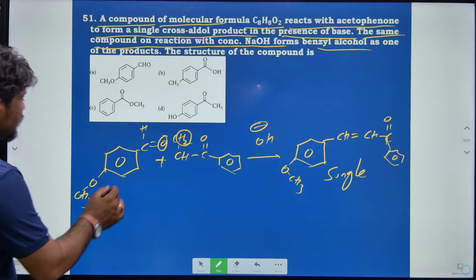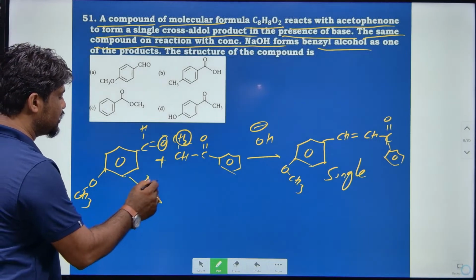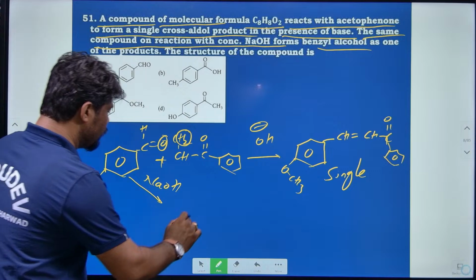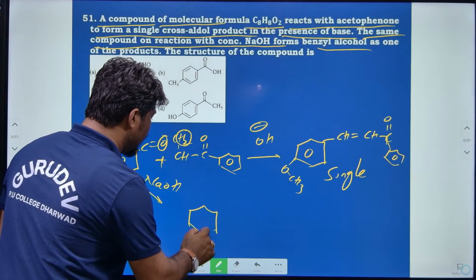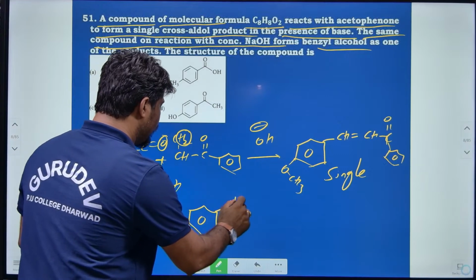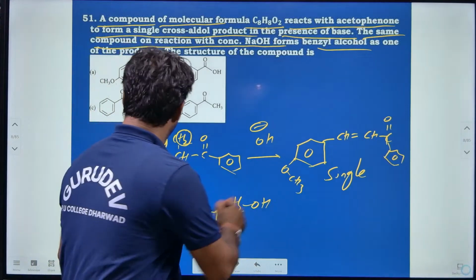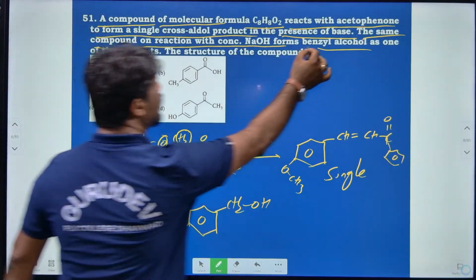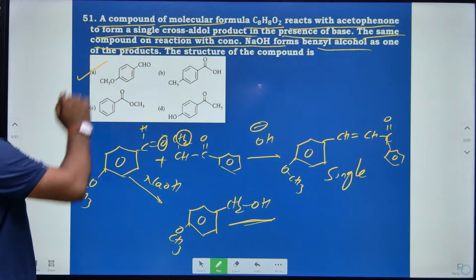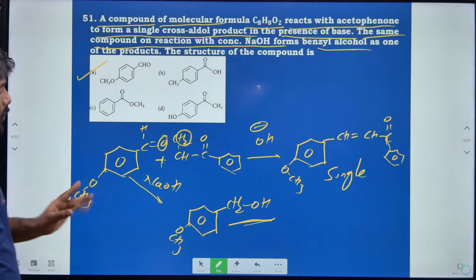Next, this molecule is further treated with NaOH. What does it form? It forms the benzyl alcohol. This is OCH3, along with formation of the OH. Yes, of course, here it forms a benzyl alcohol. Hence, option A will give the right answer for this question.